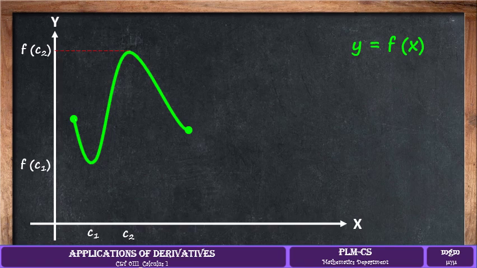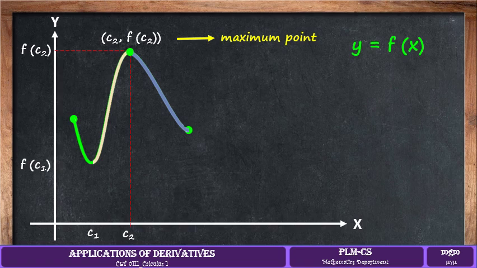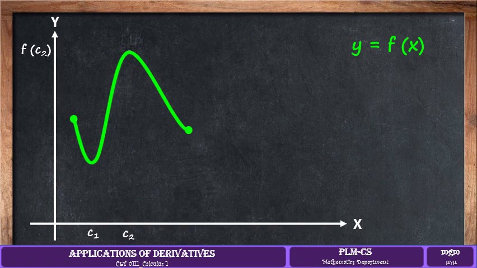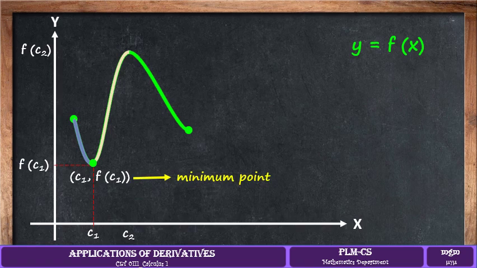Observe that at point c sub 2, f of c sub 2, the function changes from increasing to decreasing. In such case, the point is called a maximum point. On the other hand, we might say that the lowest value that the function can attain is f of c sub 1. Notice that at point c sub 1, f of c sub 1, the function changes from decreasing to increasing, and in such case, the point is called a minimum point.